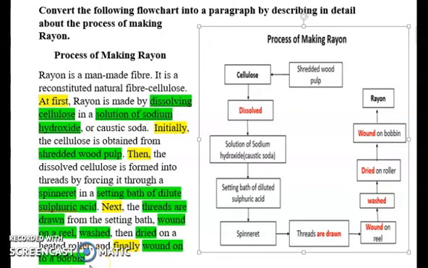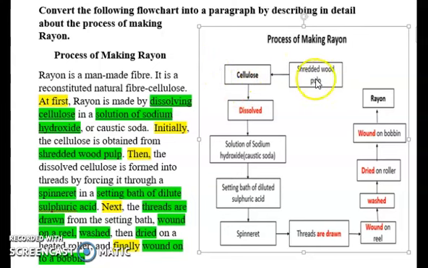Let's observe this example. Let me read the question. Convert the following flowchart into a paragraph by describing in detail the process of making rayon. Sometimes they'll mention a word limit, about 200 words or 150 words. It depends upon the marks that they award. Let me have a look at the picture. The picture is the flow chart.